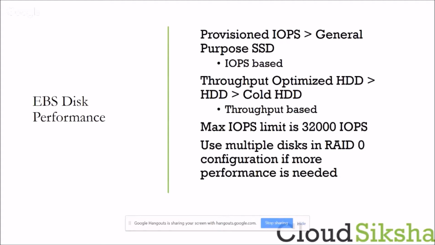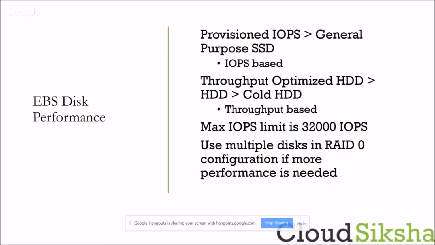The other question that comes up again is about performance here once more. This is about the disk performance. Now, there are multiple types of disks available to be attached to an instance, of which the fastest is the provisioned IOPS, and then comes the general purpose SSD. These are all focused on IOPS. IOPS is input-output operations per second. So if you have a lot of read-writes happening, you need a lot of input-output, then these types of disks are what you are looking at.